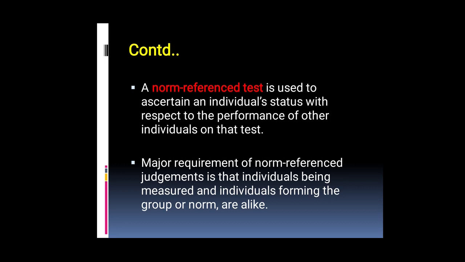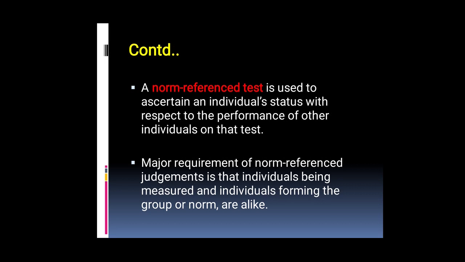A norm reference test is used to ascertain an individual's status with respect to the performance of other individuals on that test. Means this norm reference test is mainly to give rank to the student. For example, if 100 students are giving tests for the subject English, and for example, Rita stood first in the English test in her class. So here the teacher is giving rank to that student. So this is an example of norm reference test.